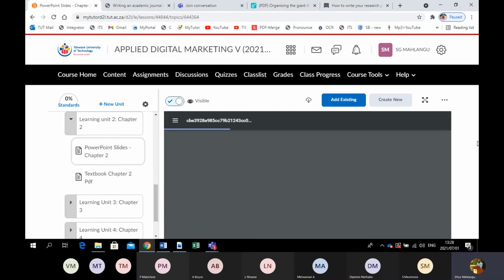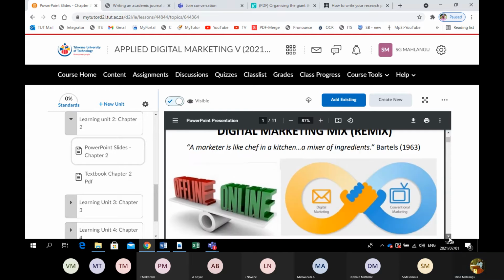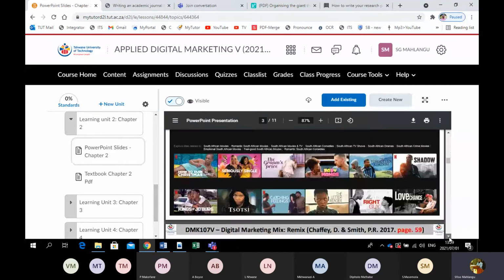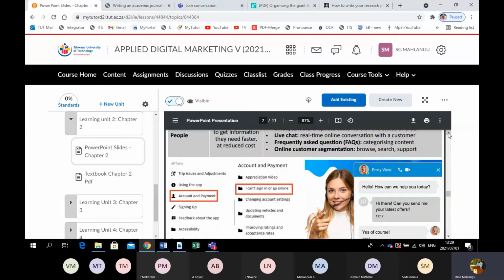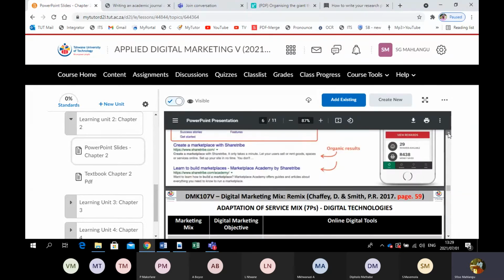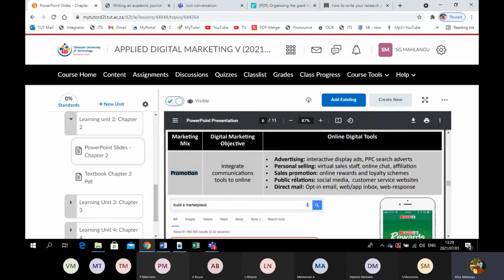Although I'm doing it quite fast, it's always good to show you the source of all those important aspects that are indicated there. So you'll need to understand what variables are. How did they remix all these elements? So in this case, I've used a practical example of promotion. So promotion can be remixed in terms of public relations, and that's where social media is and customer service websites are. So you also need to understand the independent variables and the dependent variables based on the research proposal that you are evaluating.